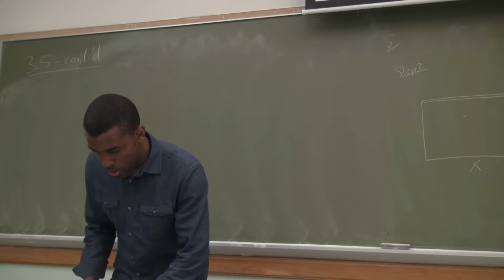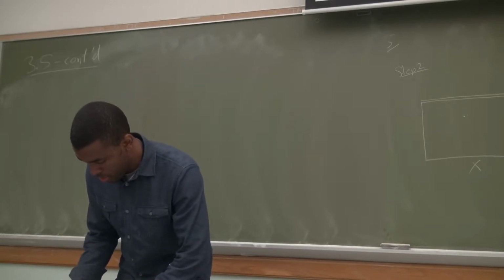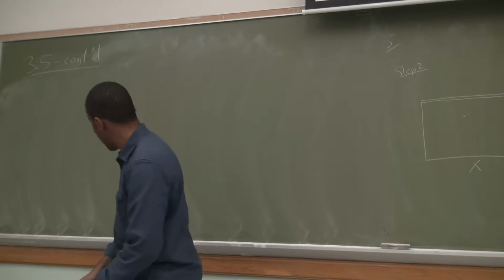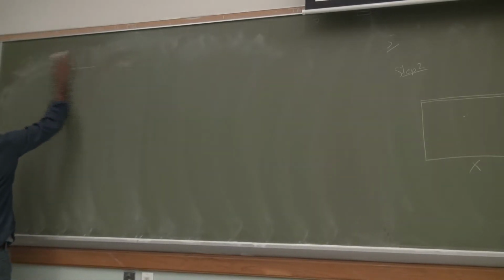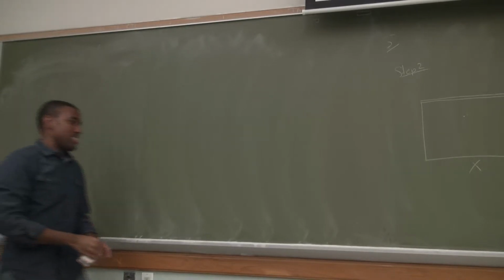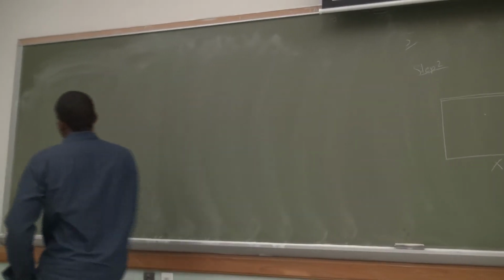So we're going to move on. 3.6 we're going to skip, it's not in our syllabus. We're just going to move on to 3.7. What's 3.7? 3.7 is something so cool.